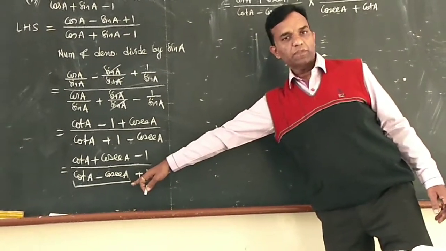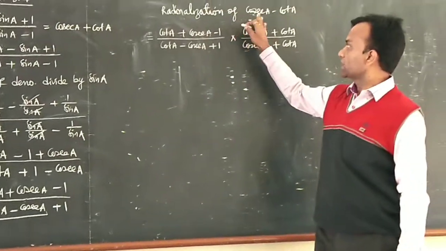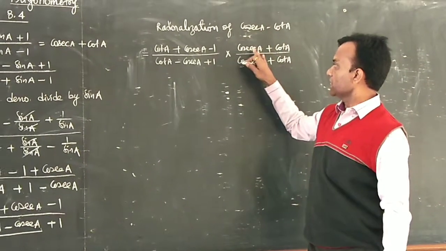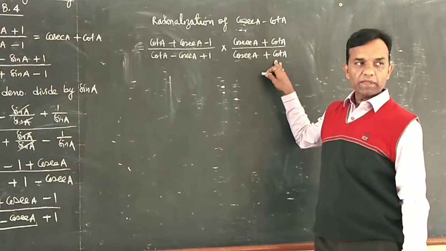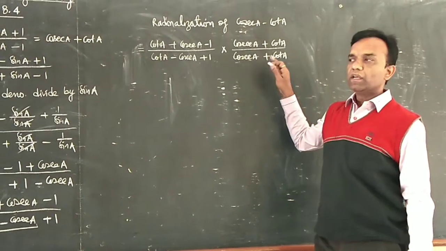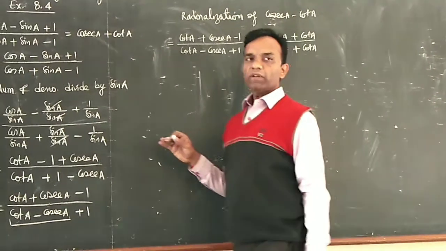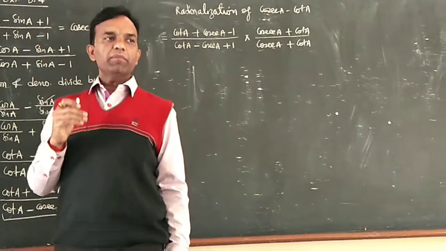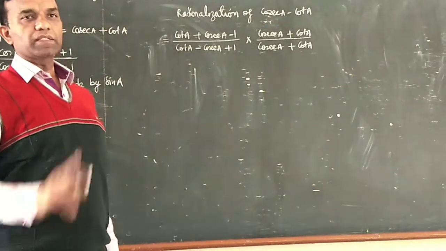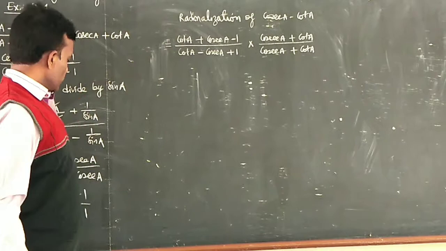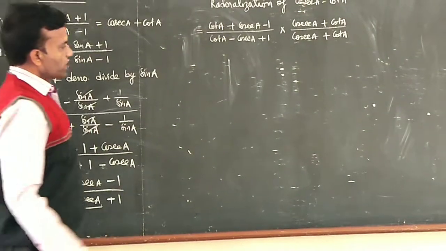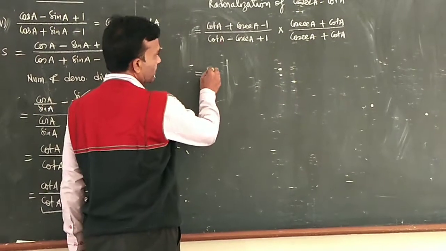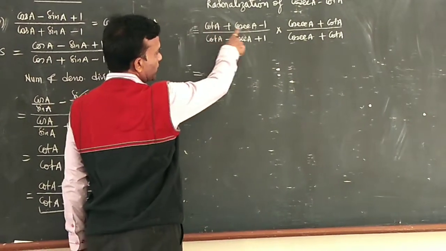Therefore, here we underline this part and change the sign. Cosec A minus cot A is rationalized, so we multiply the numerator by cosec A plus cot A and the denominator by cosec A plus cot A. Rationalization actually means you multiply by 1 only, because you multiply and divide by the same number. Therefore, the answer will be 1. But for proving the question, we multiply, and then some terms are reduced and cancelled out. Here you see this value and this value.